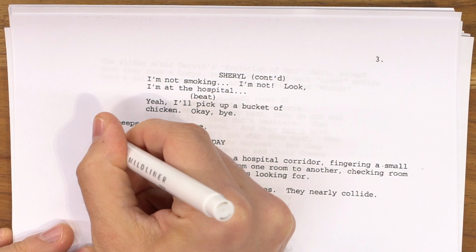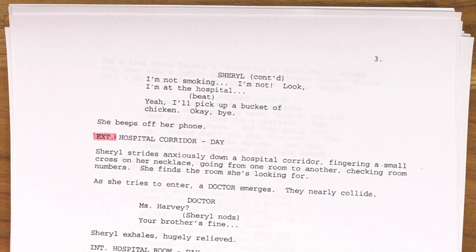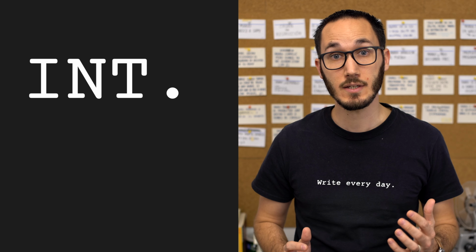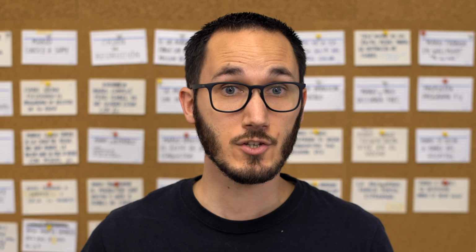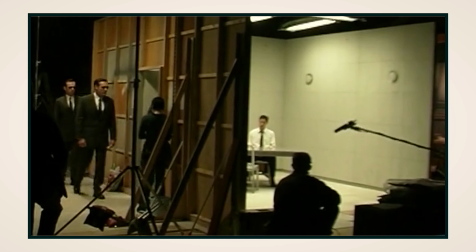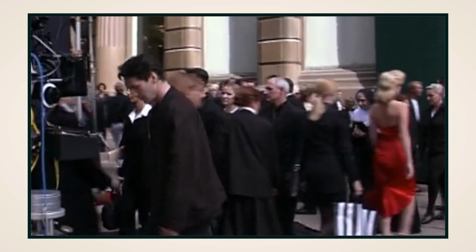Slug lines start with interior or exterior. Depending on where your scene is happening, we abbreviate this with INT or EXT. This section of the slug line is important because on average, most of the interiors are shot in a studio and most of exteriors are shot on location or on a backlot.